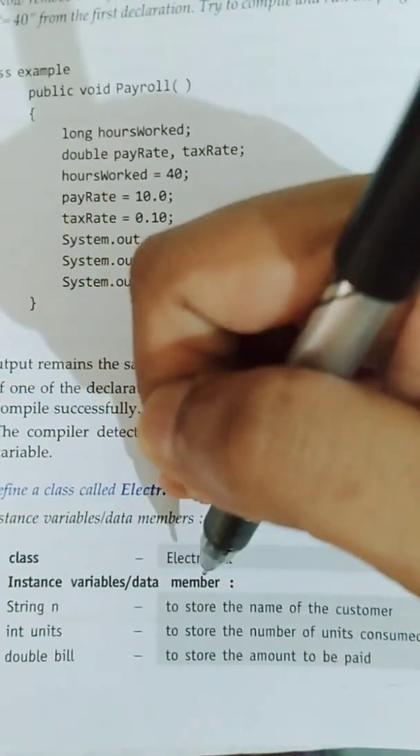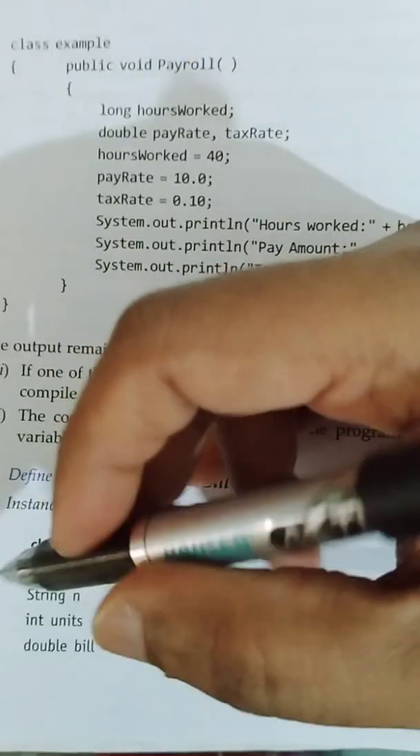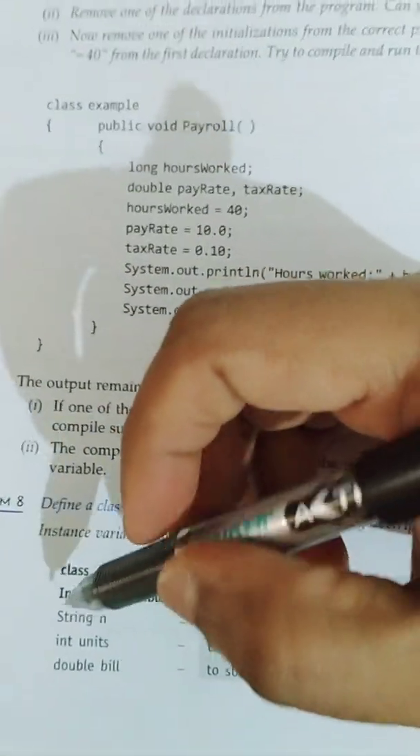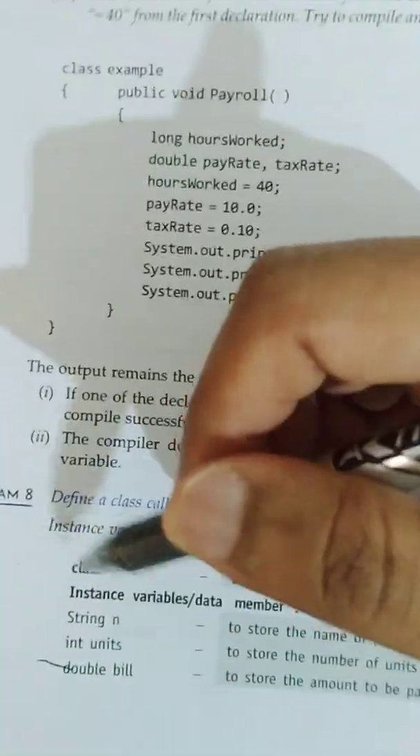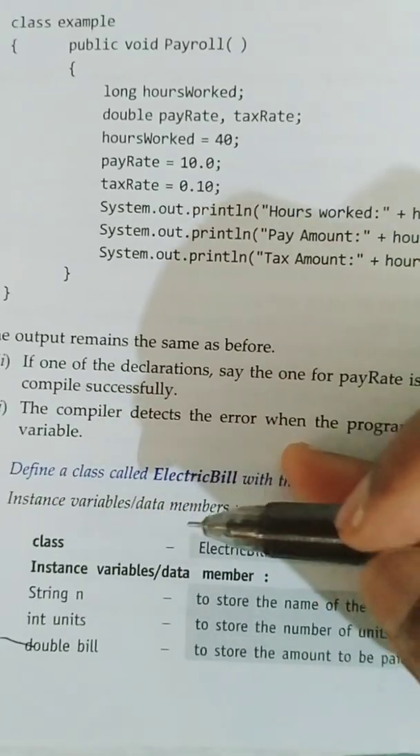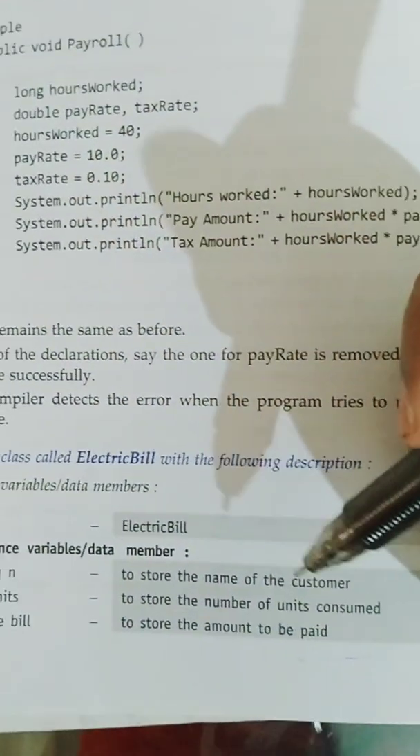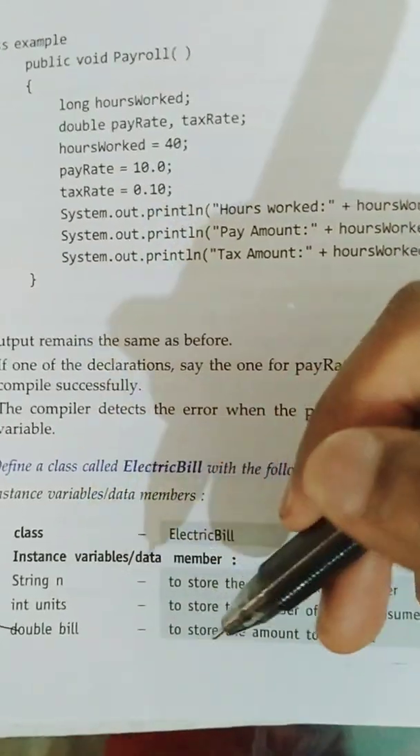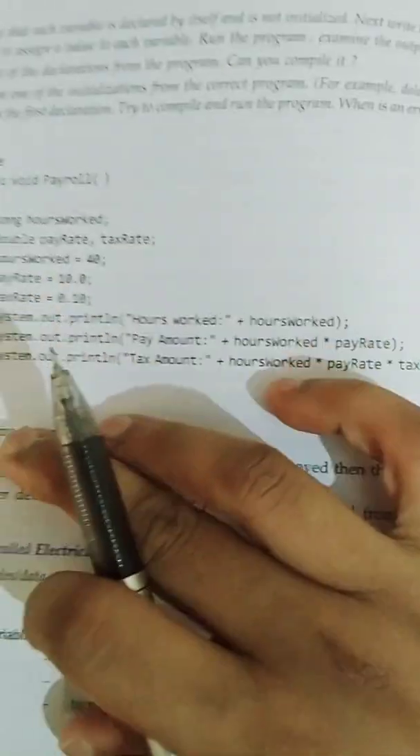Your instance variables or data members are a string, an int units, and a double bill. Again I'm saying, if they have given the class name and variable names, you have to use the same thing. So you need a string name to store the name of the customer, int units to store the number of units consumed by the customer, and double bill to store the amount to be paid. So you need three variables.